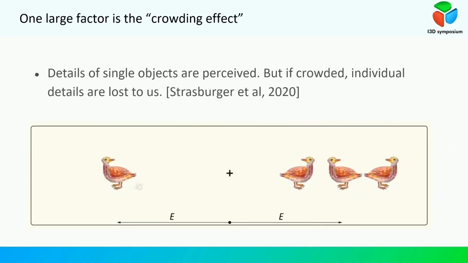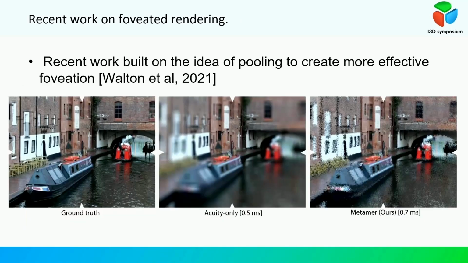This leads to a major factor called the crowding effect. If you look at the center here on the cross and you try to figure out which direction the duck on the left is looking at, you will be able to tell. If you try to do the same with the duck on the right in the middle, you will find yourself unable to do so. This is the crowding effect, where we can see and know what is in the periphery, but again, the details are being lost to us.